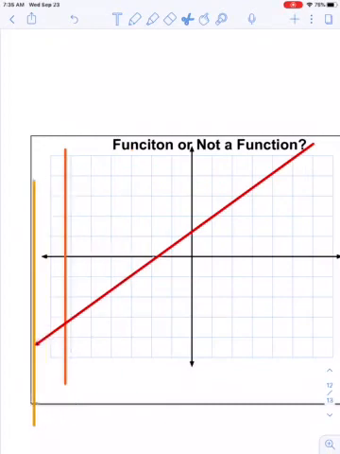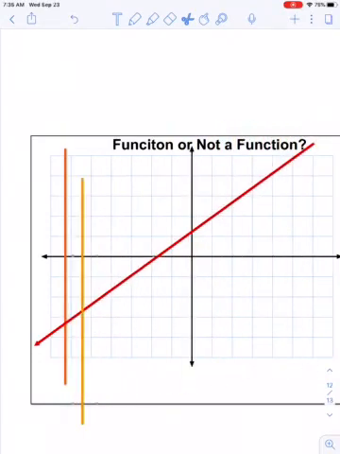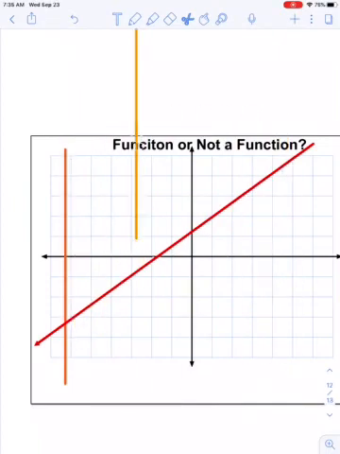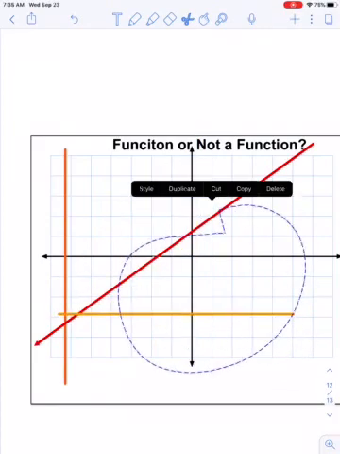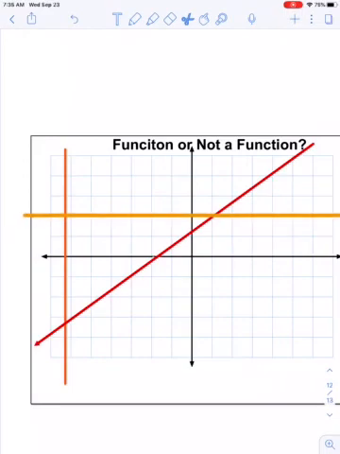Okay? Now, be careful with lines. So this line, the red line, it's fine. It goes all the way through. It doesn't seem to overlap at all. Okay, so this original line is a function. Let's just take my vertical line and make it a part of the graph.